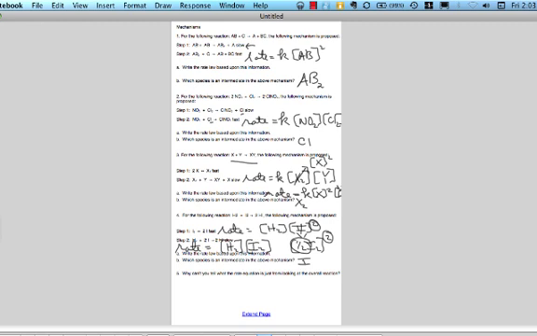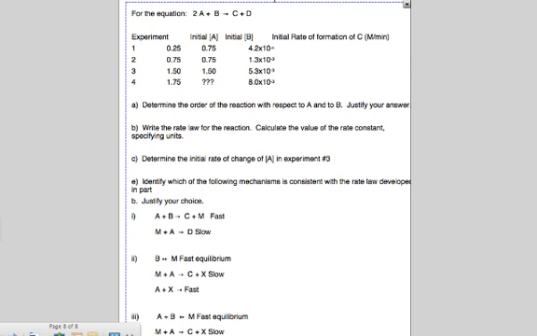All right, I'm going to pause, and we're going to get ready for one big wrap-up question, and then we're done. Here we go, last question. We are going to do the method of initial rates one more time. We're going to write the rate law and determine the value of the rate constant. Then we're going to do the whole stoichiometry thing.